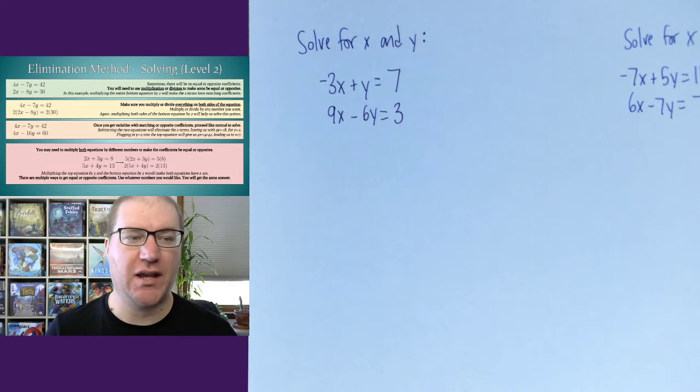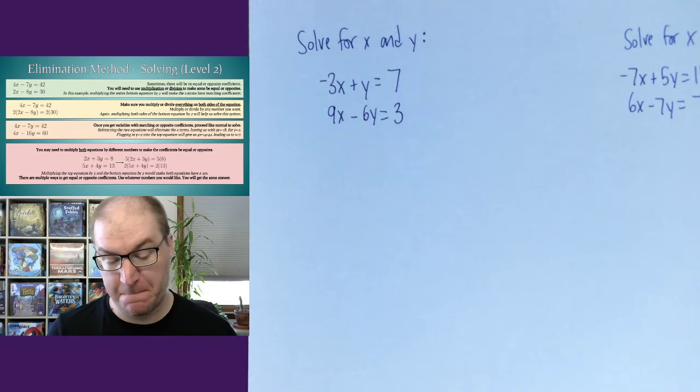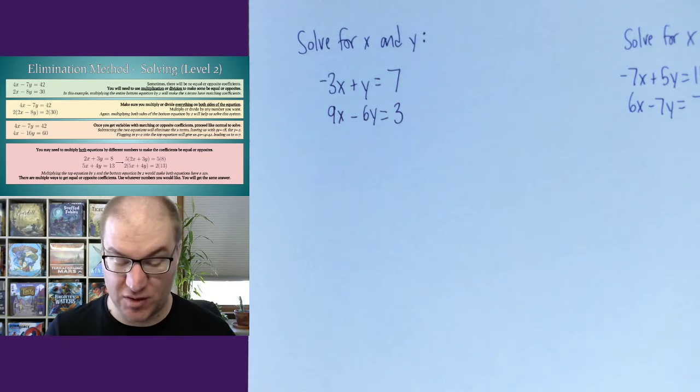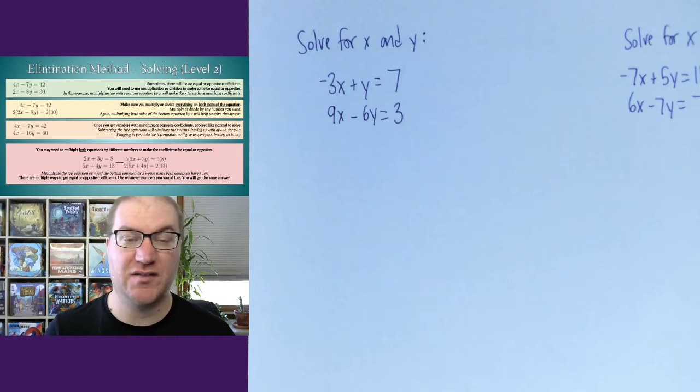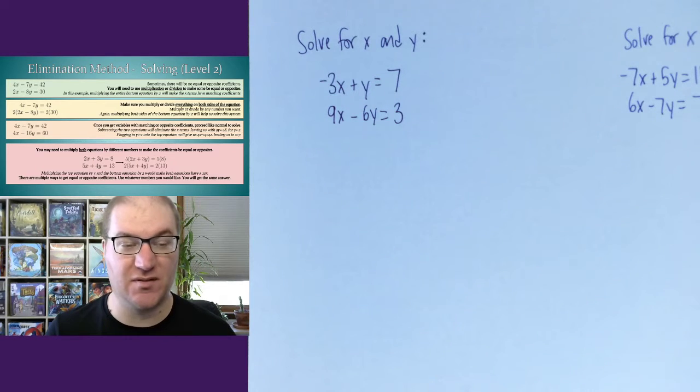In this video, we're going to look at elimination method questions, level 2. So if you look at this first example here, solve for x and y, just like always. We have two equations, but in this system, there's not a matching coefficient, and there's not an opposite coefficient, right? If we look at the x's, they both don't have the same number up front, or opposite numbers up front. Same with the y's, right?